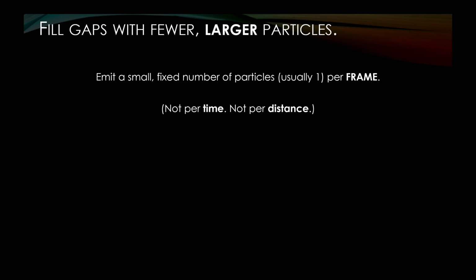Notice I'm saying per frame, not per time, not per distance. And you might say, isn't emitting per frame the same as emitting per time? Usually yes, if the frame rate is very, very consistent. But there's an important difference here, which is we're saying even if the frame rate is not consistent, we're going to emit a fixed number of particles per frame. And then what we're going to do is stretch those particles along the locator path. So that way the particles are larger, but only in the direction that they need to be.